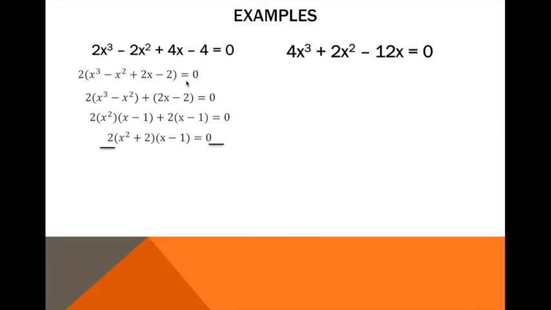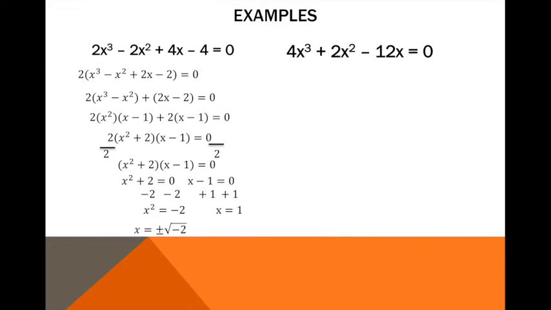I divide by 2. So I get x squared plus 2, x minus 1 equals 0. Now I need to set each factor equal to 0. So this becomes x squared plus 2 equals 0 and x minus 1 equals 0. Now I need to subtract 2 from both sides and add 1 to both sides. So x squared equals negative 2 and x equals 1.